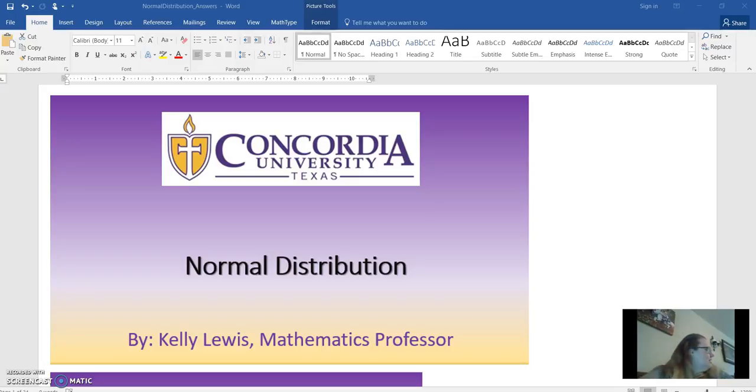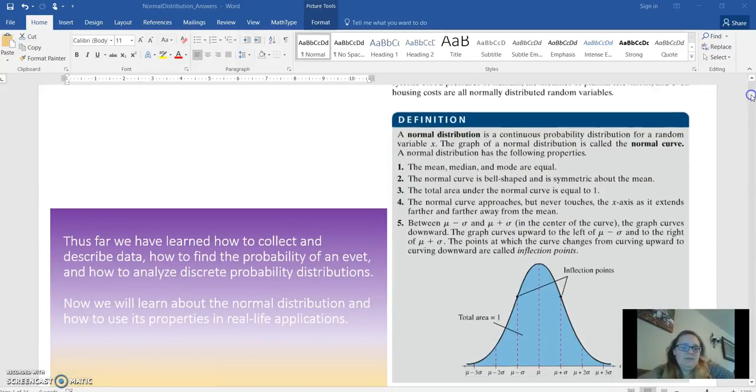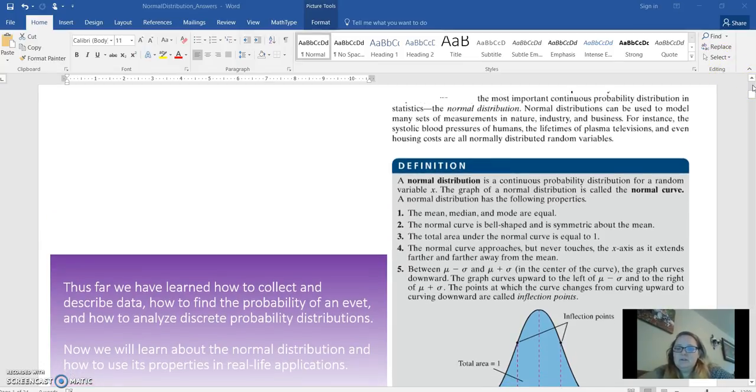Okay, so we're going to talk about the normal distribution. The normal distribution is the most common distribution. It's a model that illustrates various things, like blood pressure and grades. Pretty much 75 to 90% of things that occur in the world will occur on this model.